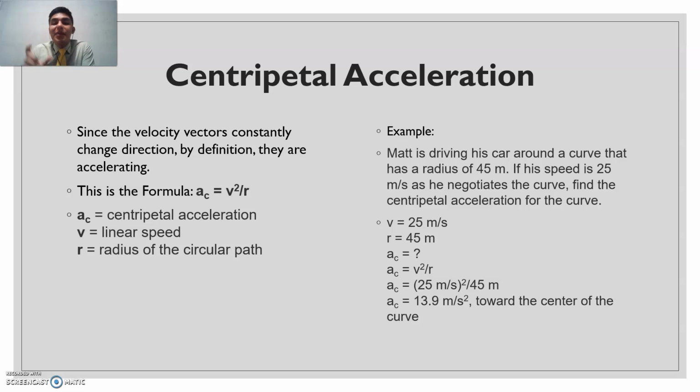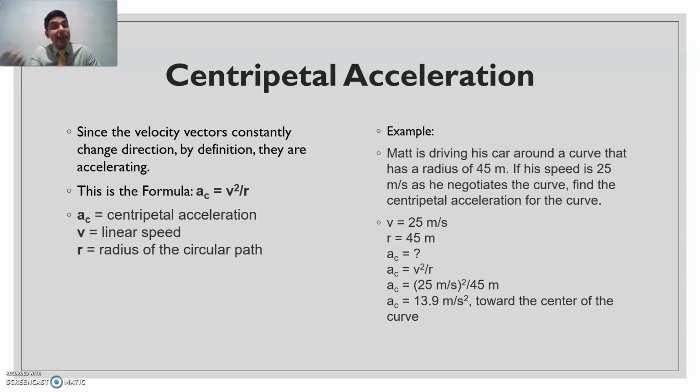Here we have an application example. So Matt is driving his car around a curve that has a radius of 45 meters. If his speed is 25 meters per second as he negotiates the curve, find the centripetal acceleration for the curve. It's pretty simple. We just need to write down our givens from the problem.